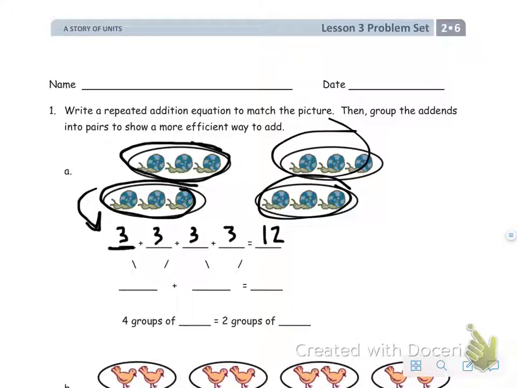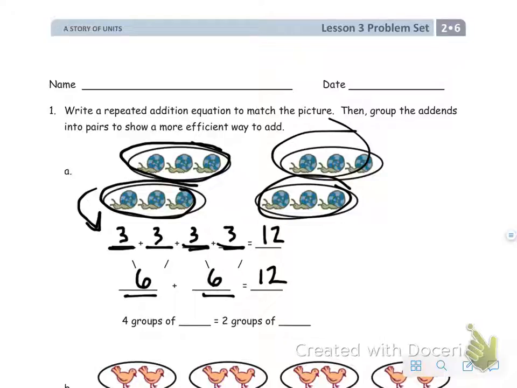So right here, these are add-ins. So we have 3 plus 3, which is 6, and then 3 plus 3, which is also 6, and we take 6 plus 6, and that equals 12.